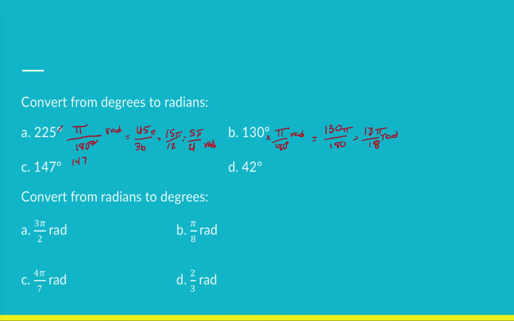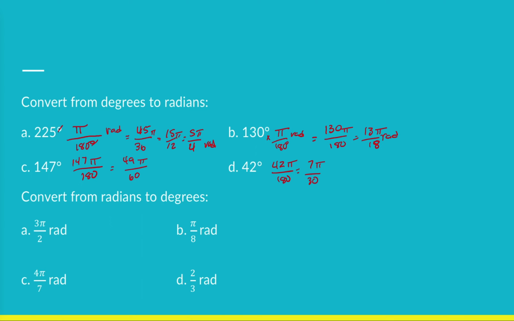147 pi over 180. 147 does divide by 3, which I think is 49. 49 pi over 60 would be the fraction in lowest terms. 42 pi over 180. That divides by 6 and is going to be 7 pi over 30.